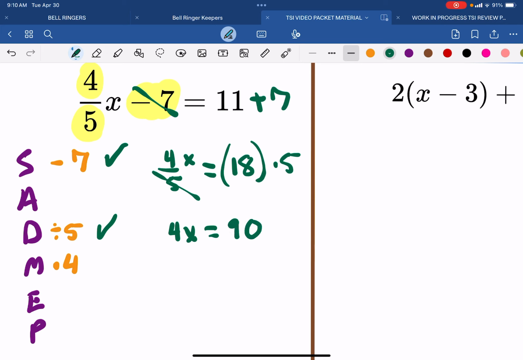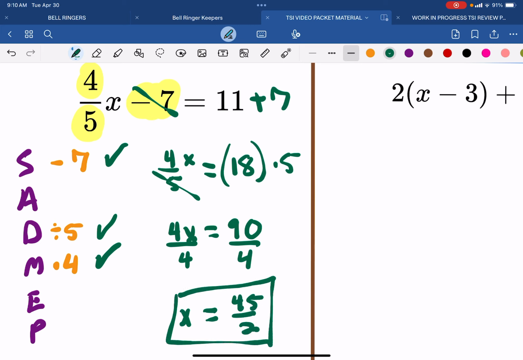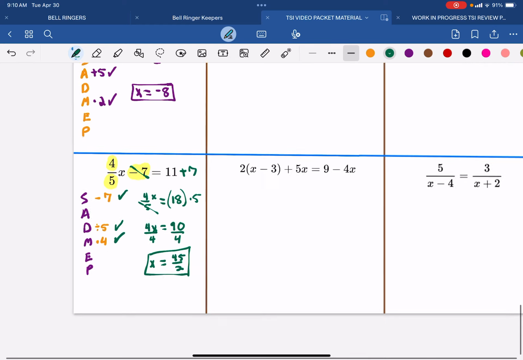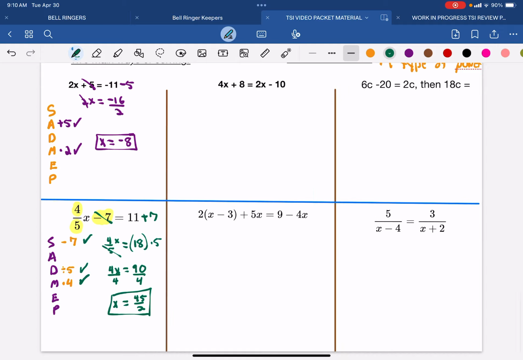Then we're going to do the opposite of multiplication, which is division. x is equal to, I can't divide 90 by 4, but I can reduce it: 45 divided by 2. They're both divisible by 2. Cool, so those are the simple one-step situations.